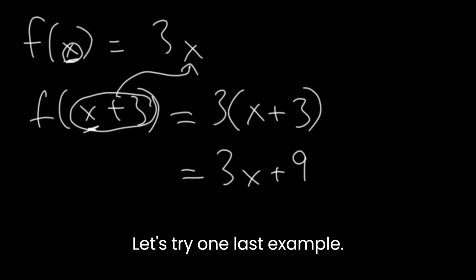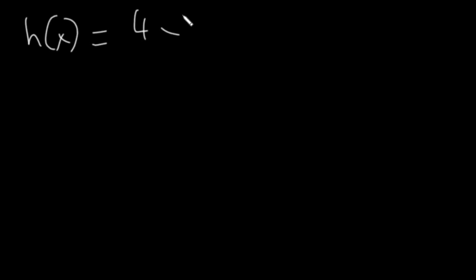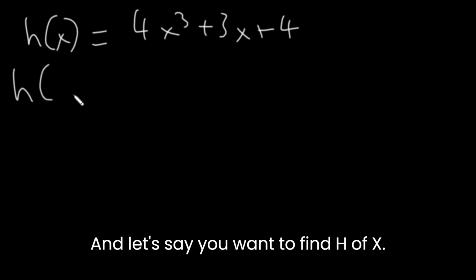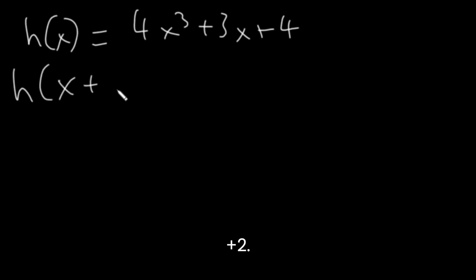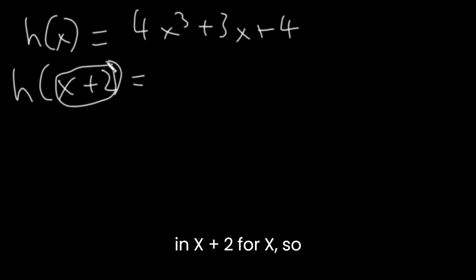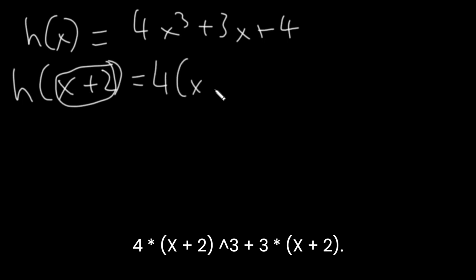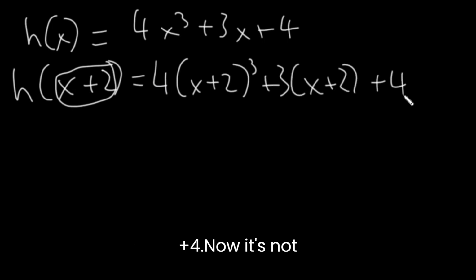Let's try one last example. Let's say we have h of x is equal to 4x cubed plus 3x plus 4. And let's say we want to find h of x plus 2. So again, we need to plug in x plus 2 for x. So this will be 4 times x plus 2 cubed plus 3 times x plus 2 plus 4.